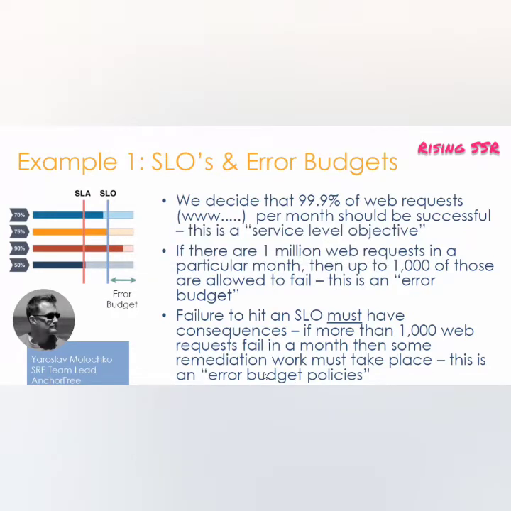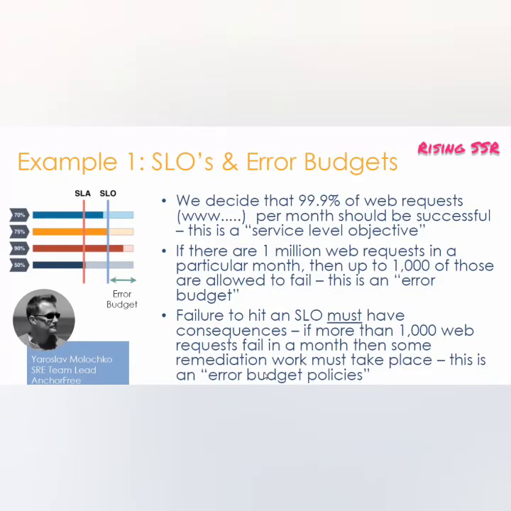So in this example, your SLO is that 99.9% of the incoming web requests should be successful within a month. That is your service level objective, which gives birth to an error budget of 0.1%, that out of 1 million incoming requests, you are setting a leeway that if the failure count is less than or equal to 1000, yes, you are absolutely fine.